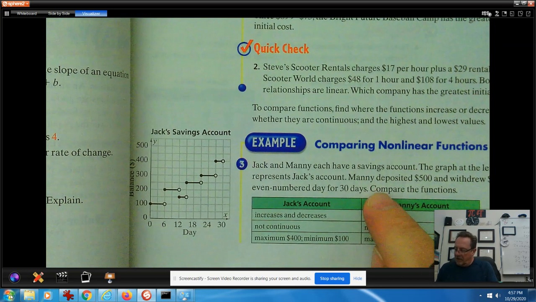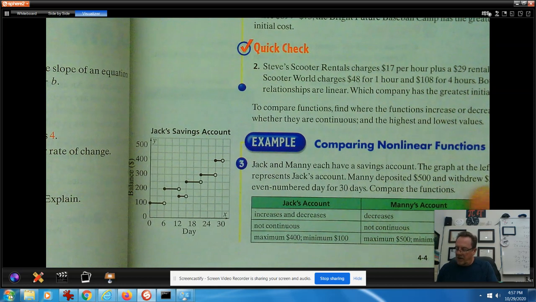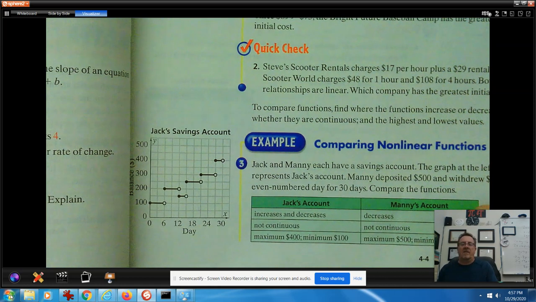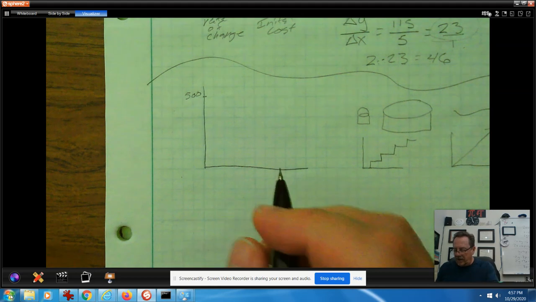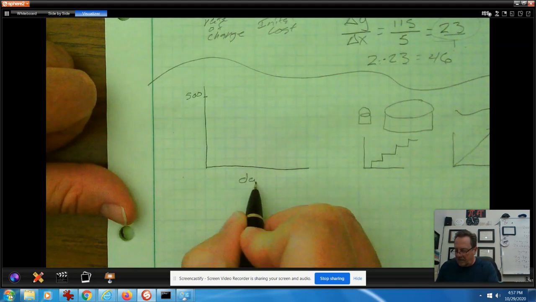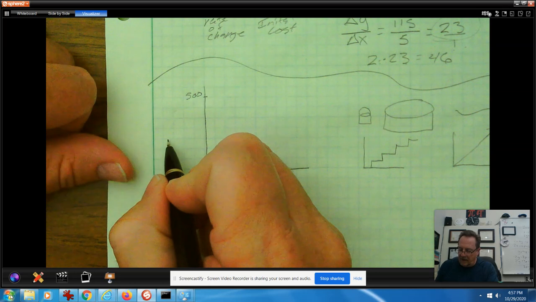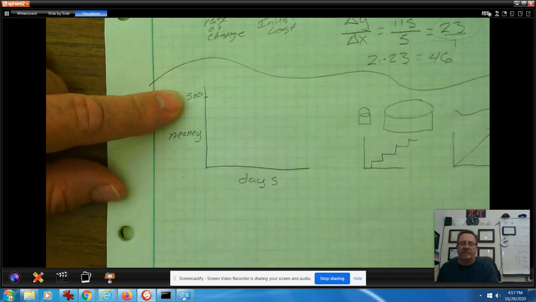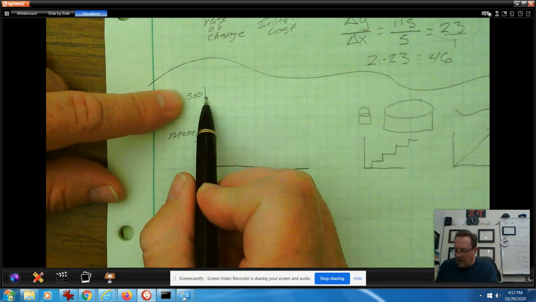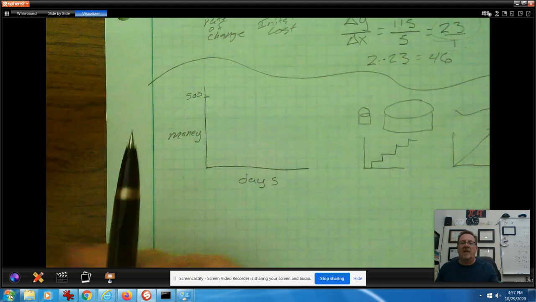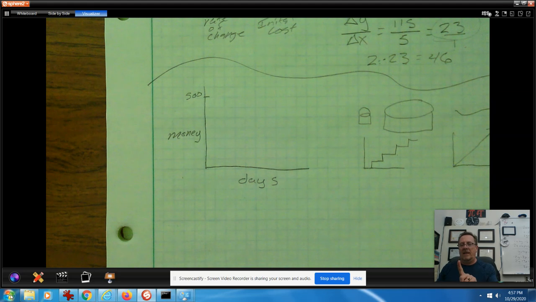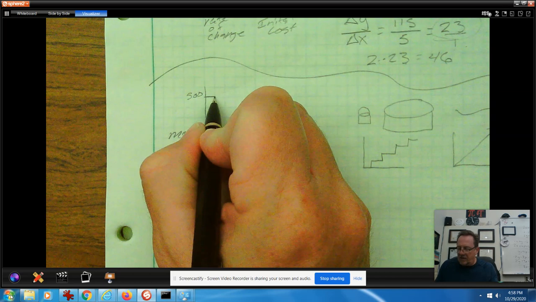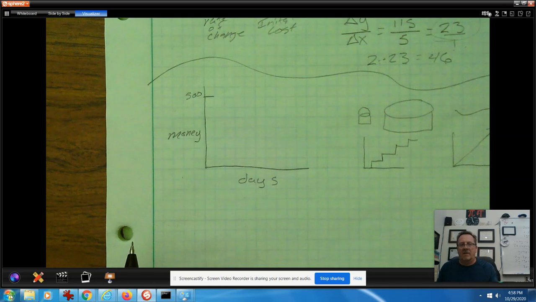And then it says he withdrew $20 each even number day for 30 days. So if you put days on the bottom and money in dollars on the side, we start at 500, and it's going to stay there because the first day is day one, and that's not an even number. So for the first day, it stays at 500, okay?